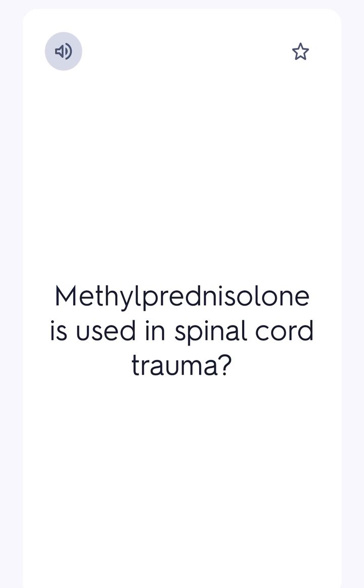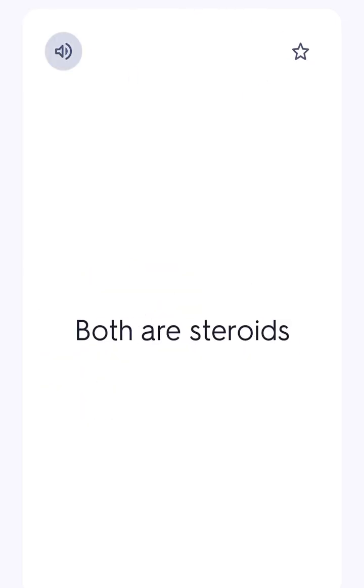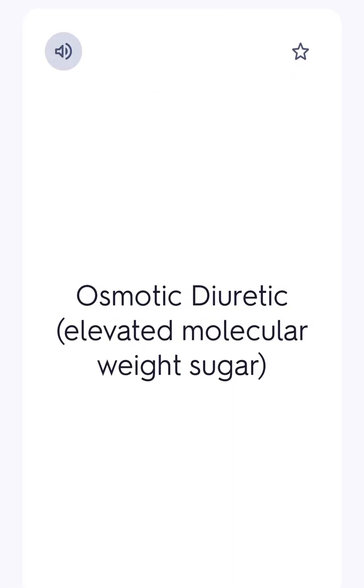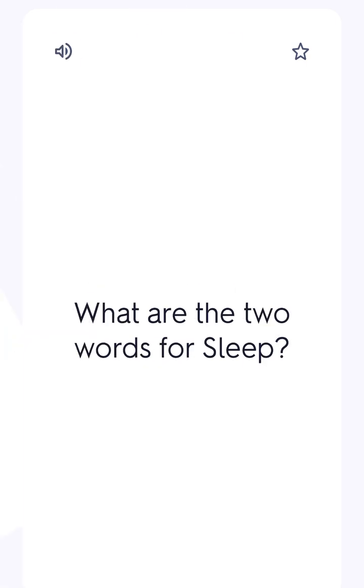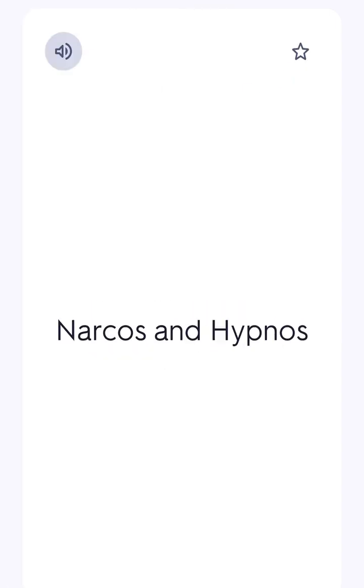Methylprednisolone is used in spinal cord trauma? Yes. What is the main similarity between dexamethasone and hydrocortisone? Both are steroids. What is mannitol? Osmotic diuretic. What are the two words for sleep? Narcos and hypnos.